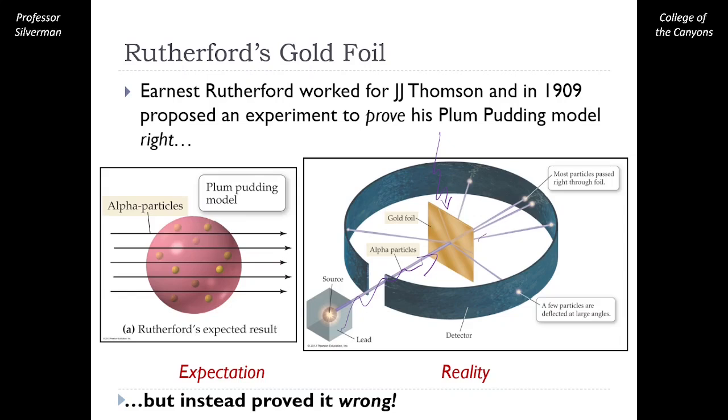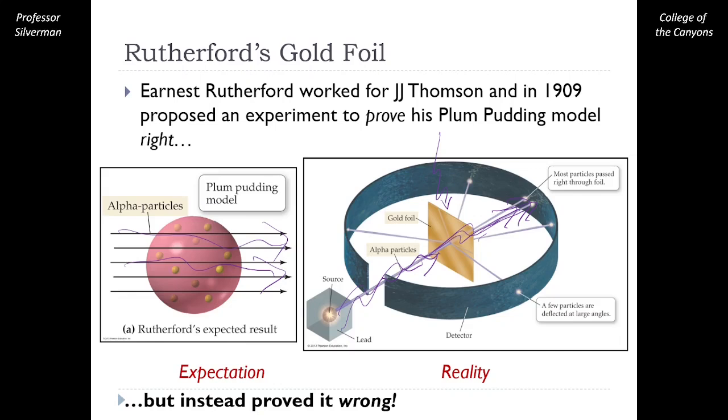The idea was, if this plum pudding model was correct, then our alpha particles being shot at that gold foil should travel right through, because our positive and negative charges are so dispersed, there's nothing really to get in the way. Picture this like going to a shooting range and shooting bullets at a piece of paper. These bullets should punch right through that paper, and they should all go and hit our detector on the other side.